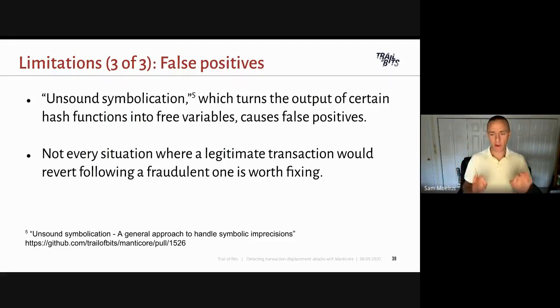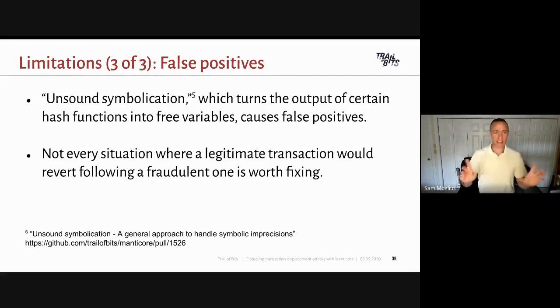The problem, though, is that when unsound symbolication is enabled and the detector is used, unsound symbolication can cause the detector to believe that a contract is vulnerable to a transaction displacement attack when that contract is actually properly protected by a commit reveal scheme. Roughly speaking, what winds up happening is that Manticore believes that a hash collision is possible in regard to a committed to value, when in practice, no such collision would be possible.